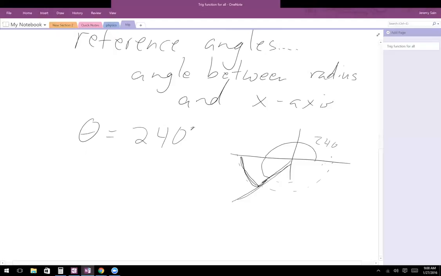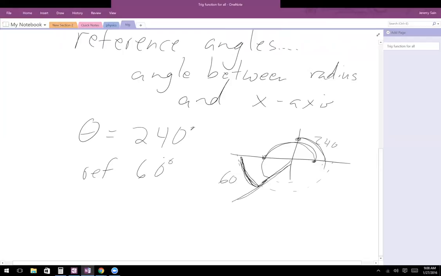So, all right, so if that's 240, how far is it from the beginning to there? 180. So what does that make this reference angle here? 60. And if it was like here, then the reference angle would be the same. So it's the same in both directions. Okay. So my reference angle is 60.